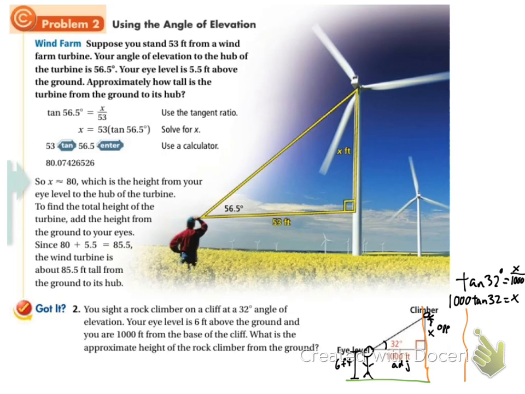And then on my calculator, if I do that, 1,000 times the tangent of 32, I get that x is equal to about 625 feet. But I also need to take into account that I'm measuring from my eye level, so I need to add 6 feet to this, right, because they're 6 feet tall. So the cliff, maybe we'll leave it the cliff. Cliff is 631 feet.